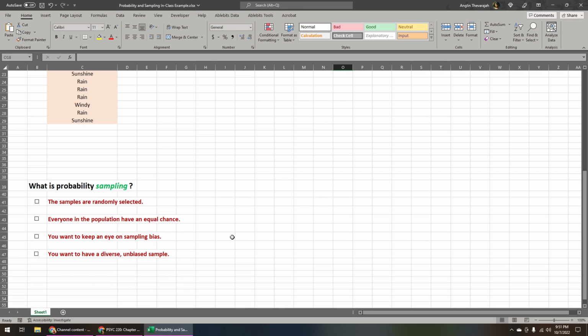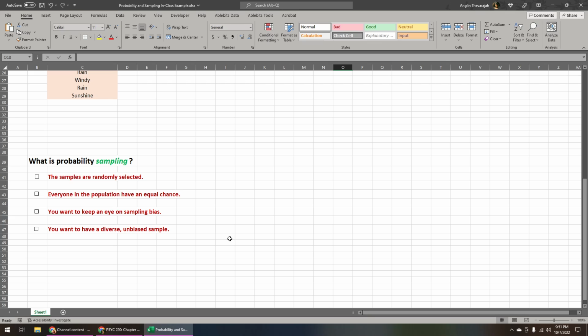What is probability sampling and why is it important? Well, the samples are randomly selected, which is important, rather than conveniently selected, right? Everyone in the population has an equal chance, so it takes out that sampling bias error that we often run into. You want to keep an eye out for sampling bias, and you want to have a diverse, unbiased sample.